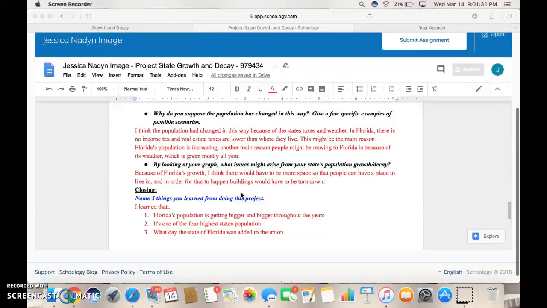3 things I learned from this project were that Florida's population is getting bigger and bigger throughout the years. It's one of the 4 highest states in population, and the day the state of Florida was added to the Union.